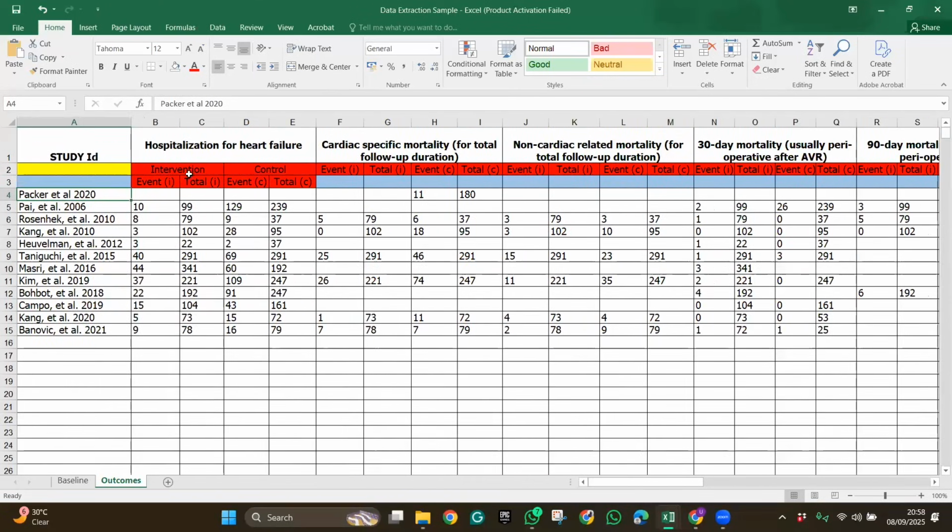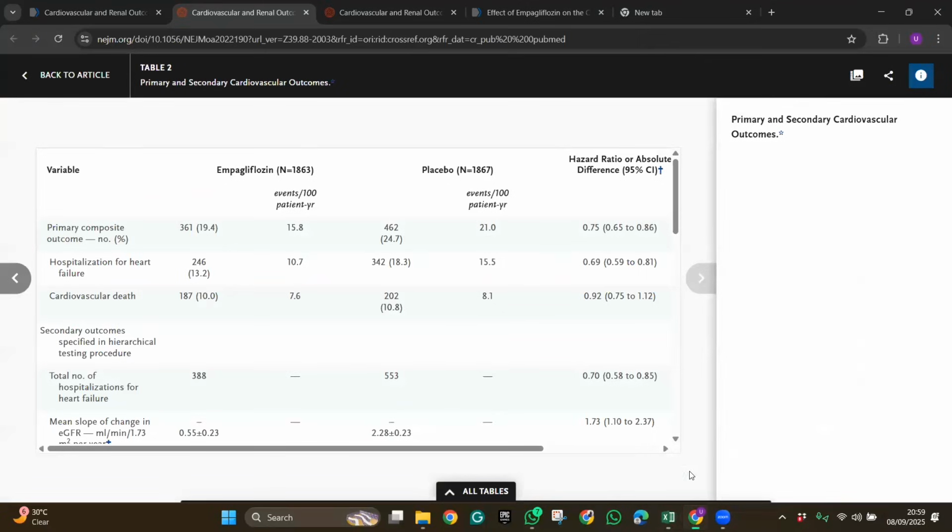The next thing which you have to do is that you have to make 2 columns. One is the intervention group, then the control group. In the intervention group and the control group, you have to see, for example, hospitalization for heart failure. You have to go to the outcomes table. You have to see whether hospitalization for heart failure is reported in the form of whole numbers and percentages, or is it reported in the form of mean and standard deviation, right? In this case, hospitalization for heart failure is reported in the form of whole numbers and percentages.